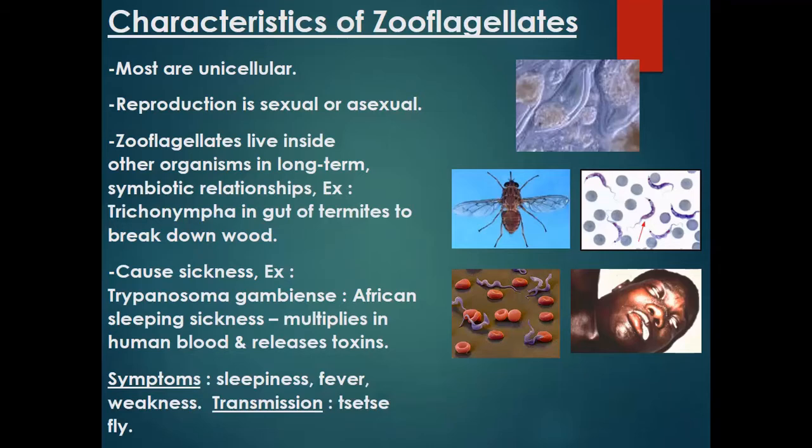So, the general characteristics of zooflagellates: these are the protozoans that have a flagella. Most of them are unicellular and reproduce asexually or sexually. Now, zooflagellates live inside a specific host. So those of the parasitic type require a host in their development. Like we have the Trypanosoma. This is an example of Trypanosoma. The Trypanosoma will cause malaria.